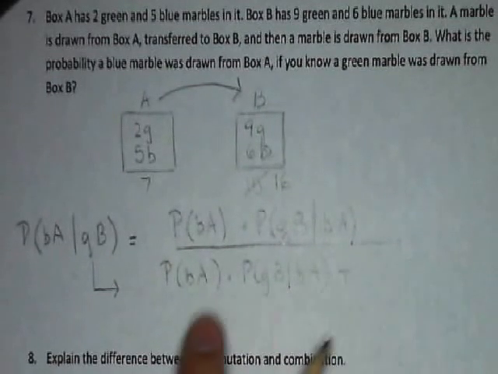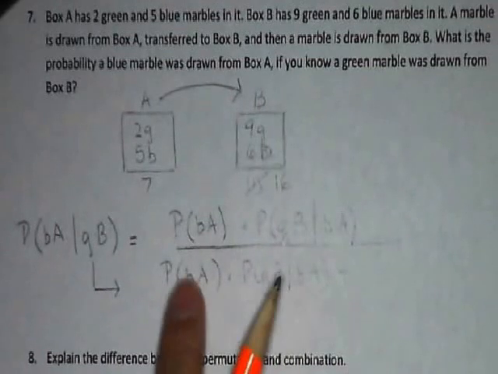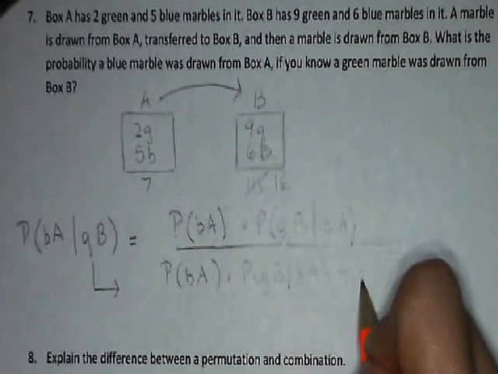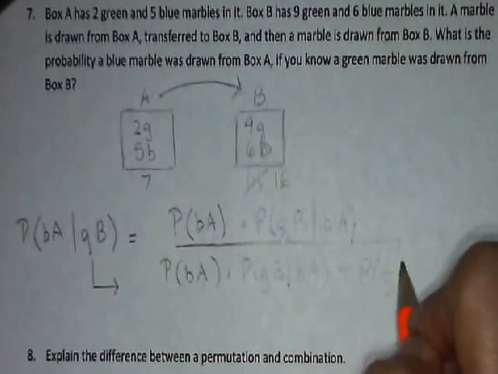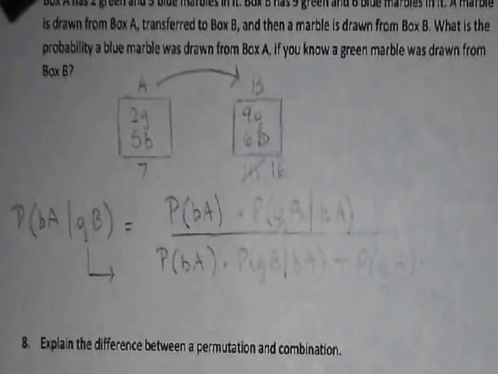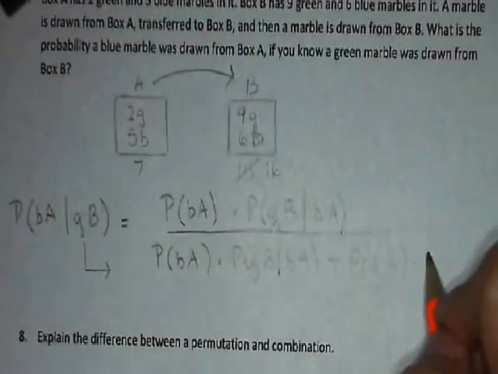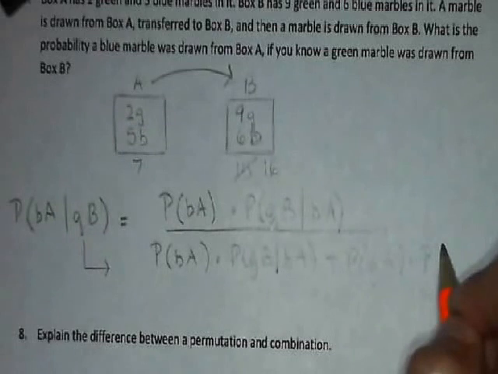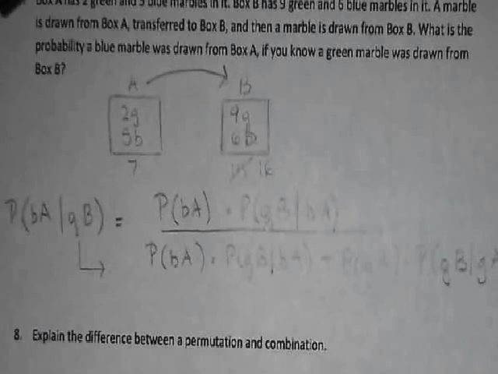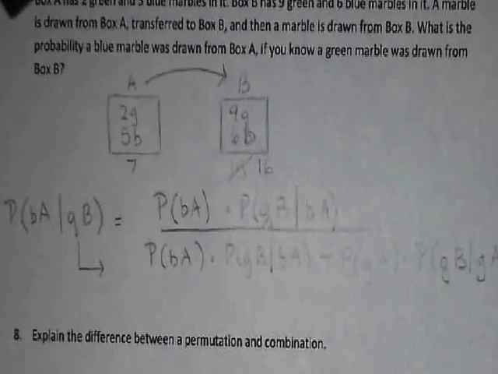And my other option is the complement of this. The complement of pulling a blue from box A would be pulling a green from box A. And so this second part is going to be the probability of green from A times the probability of green from B given green from A.